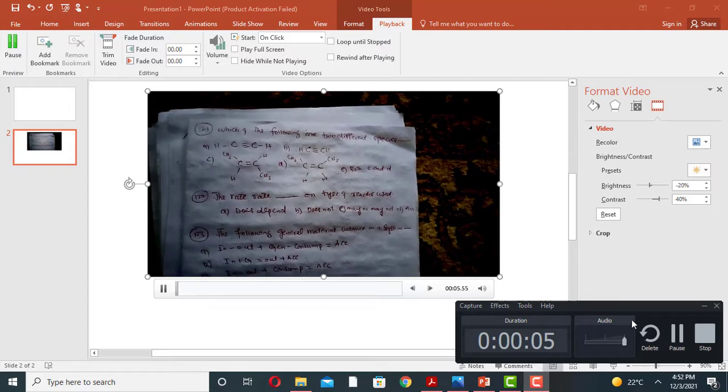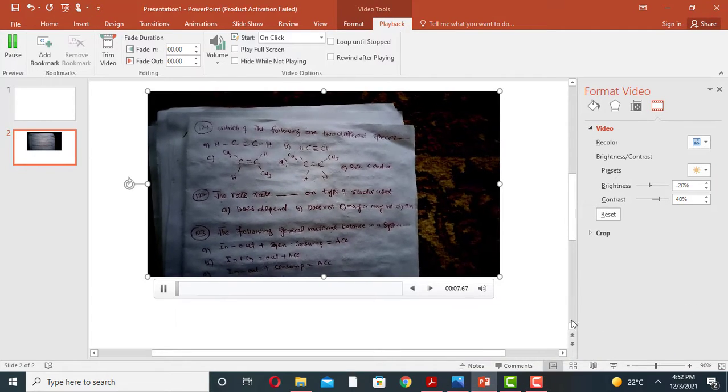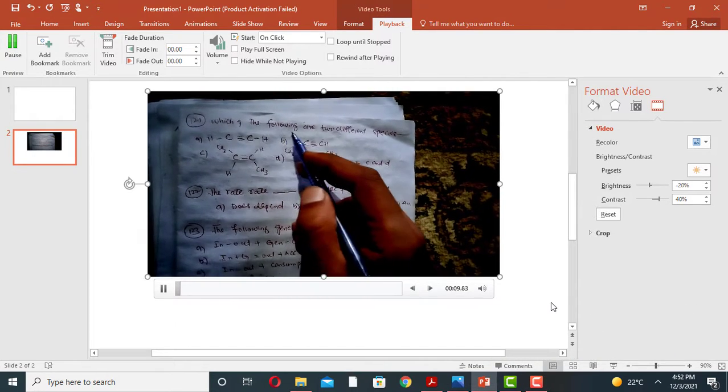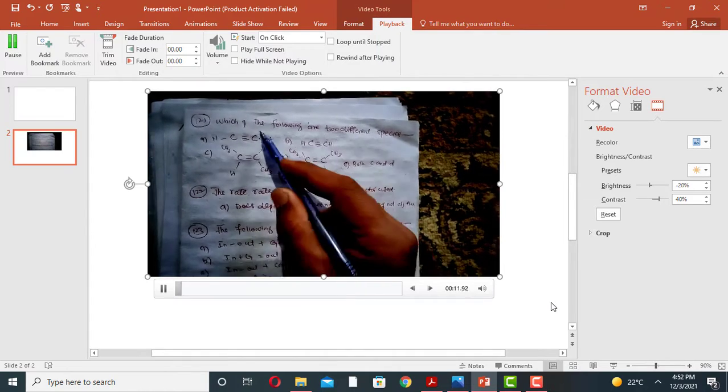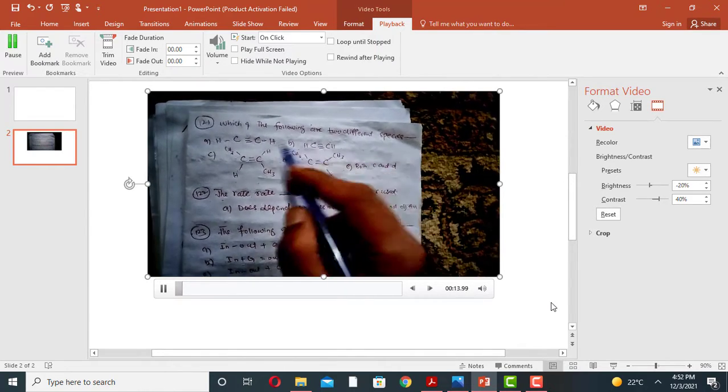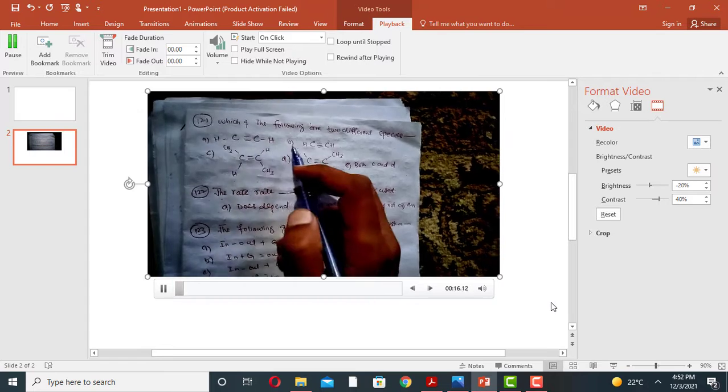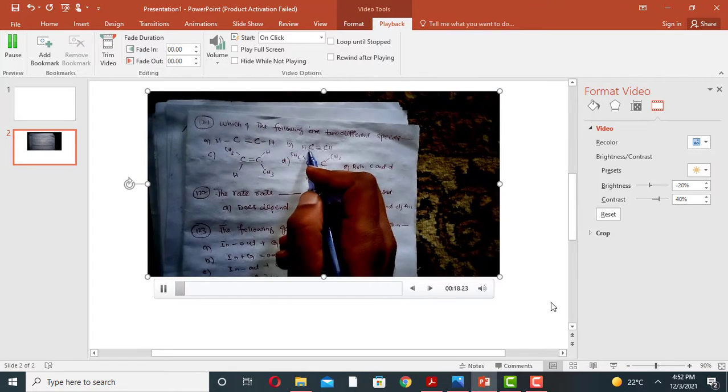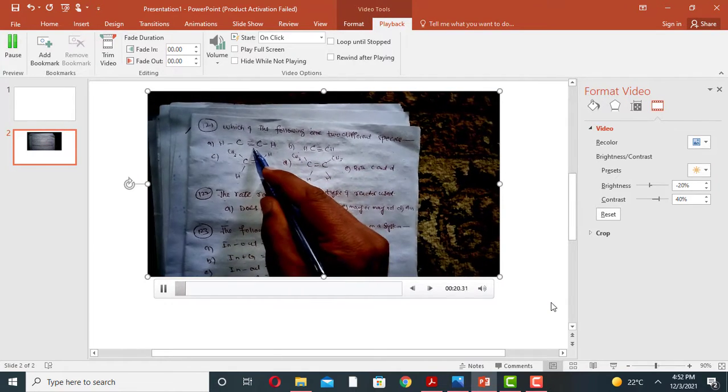In this lecture we will discuss some MCQs of chemical reaction engineering. So let's start. Which of the following are two different species? This is ethyne and this is also ethyne. This is the condensed formula of ethyne. This is the structural formula of ethyne.